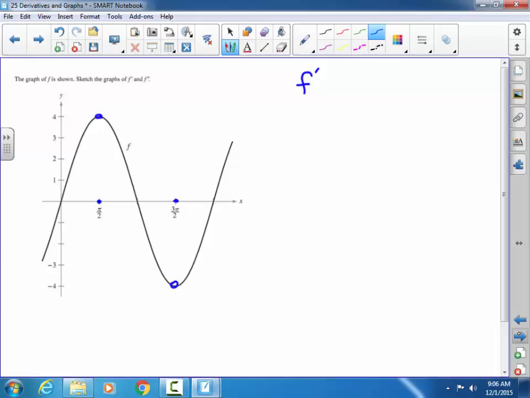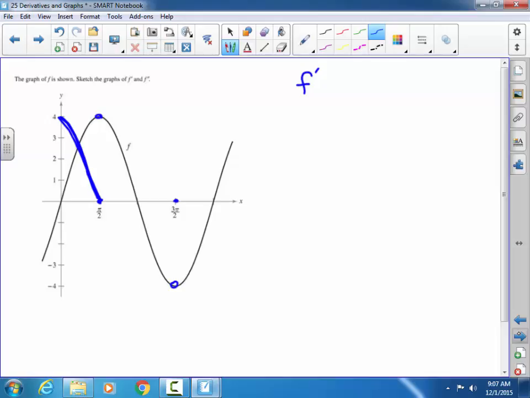Now let's talk about what's happening at other places. Maybe what's happening before pi over 2. The function is going up. That means that the derivative is positive. That means that our derivative has to be positive before pi over 2. So it's going to look something like this probably. It could be a straight line, but we don't have anything that really says it's straight, so I'm going to give it a little bit of a curve.